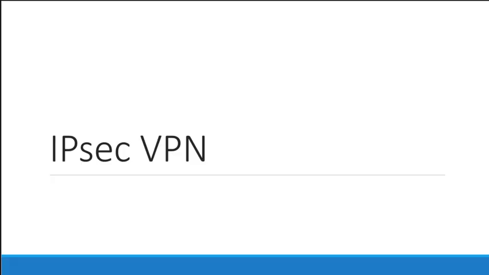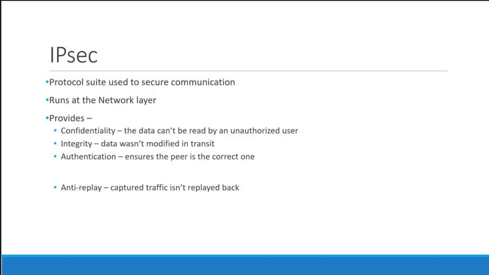In this section, I'm going to go over IPsec basics, and we'll configure an IPsec VPN using crypto maps. So IPsec isn't a protocol. It's a suite of protocols, or a group of protocols used together to secure communication. It runs at the network layer. It provides confidentiality, integrity, authentication, and anti-replay.